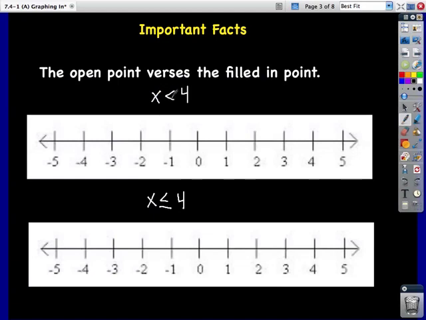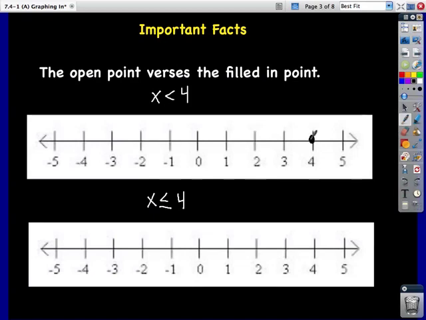We don't know exactly what x is. X could be an infinite amount of numbers. X could be 3. X could be 3.5. It could be negative a trillion. As long as it's less than 4, it fits the requirements of this inequality. So how do you show something like that? You couldn't sit around and write out all the different ways that x is less than 4. Well, one way we can do it is by graphing it.